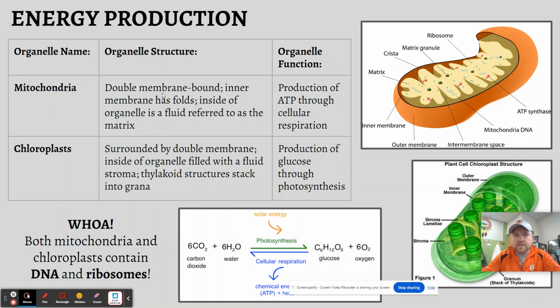Mitochondria are going to be double membrane bound, meaning that they're going to have two membranes that surround them. The inner membrane is going to have folds, and there's going to be a fluid in the middle called the matrix. So if we look at this structure right here, this brown outside is going to be the outer membrane. The inner membrane is going to be this folded area. And then the matrix is going to be in the middle.